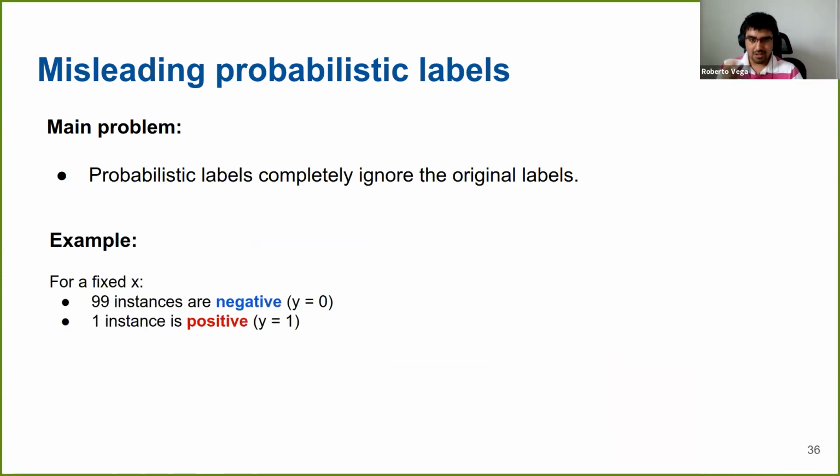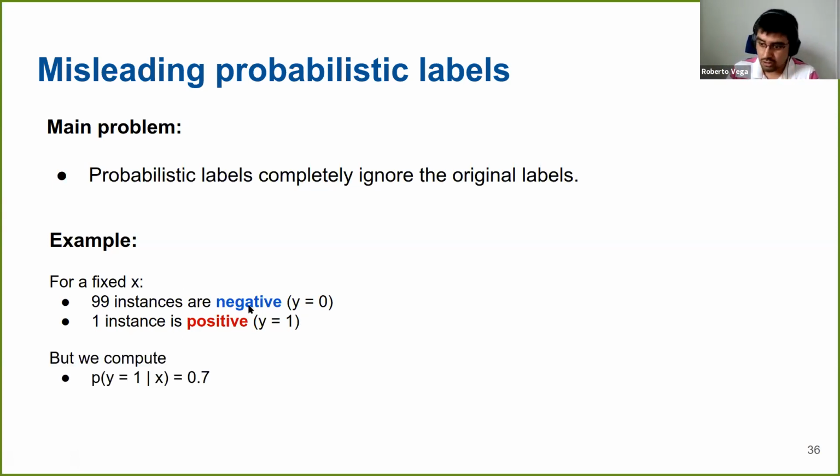So for example, imagine that I give you a fixed X-ray, an image, and I have 99 copies of this image. Sorry, 100 copies of this image. And 99 physicians say that this is negative. They don't have the disease. And one physician says that it is positive. So then we have strong reasons to believe that this image is actually healthy.